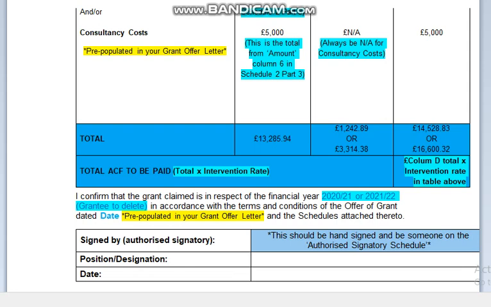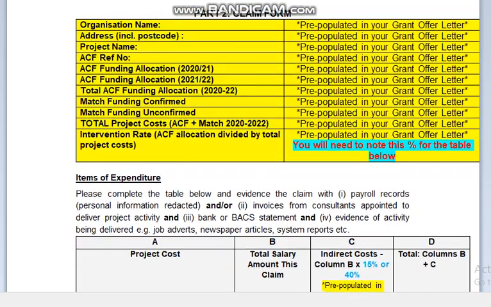This should be hand signed. It should include the position within the organisation and the date they sign it. That's your Schedule 2 Part 2.